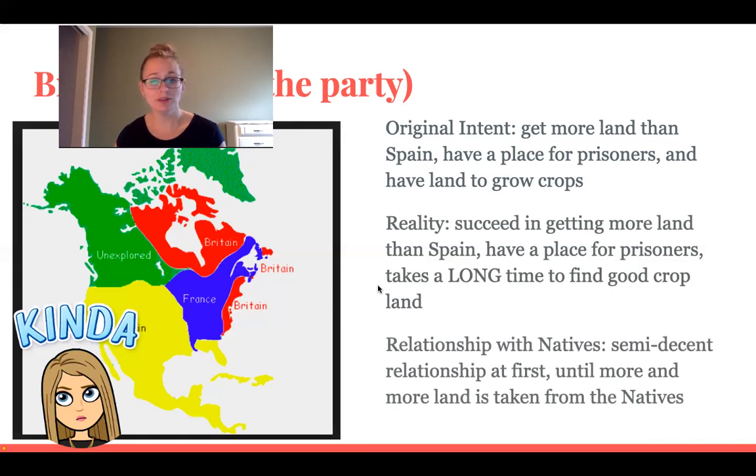Their relationship with the natives was semi-decent. At first, it was pretty good. You've heard the stories of Thanksgiving and everything like that, but over time, the British would continue to disregard the natives and take more and more of their land away, and that relationship would start to deteriorate. So they just are kind of doing okay with the natives.